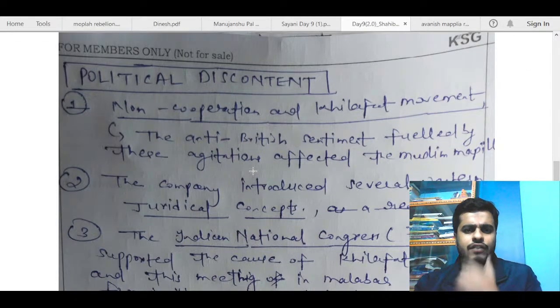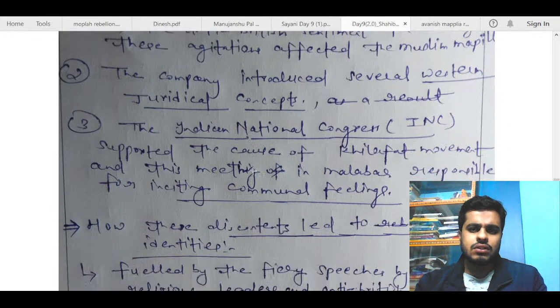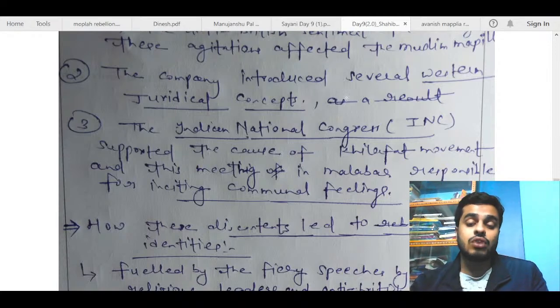Political discontent. Non-cooperation and Khilafat movement is okay. Company introduced several Western, here you need to mention an example. If you're talking about several western juridical concepts, you just need to talk about an example, otherwise it will be like a blind point, not clear what you want to say from just this statement.